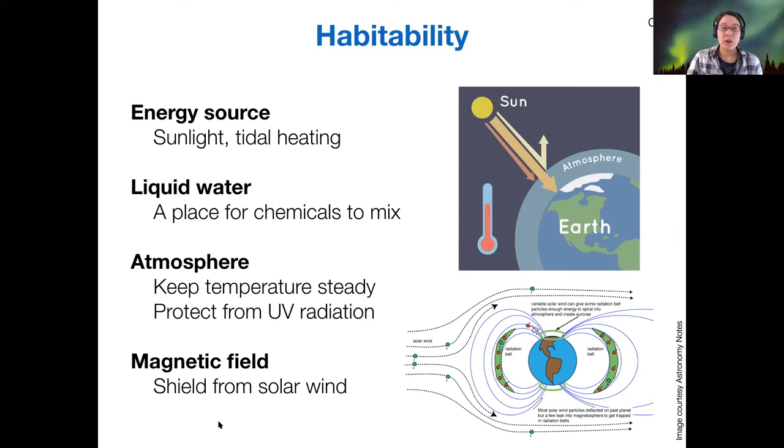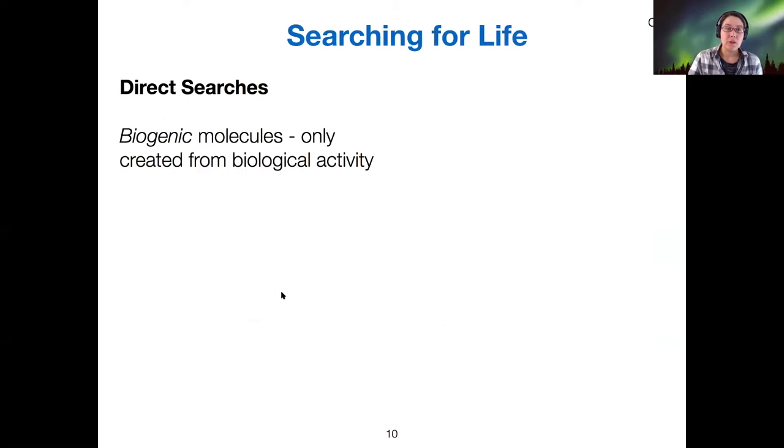And those four conditions of habitability are things that we can look around our solar system and say, do those places have these conditions? So when we go then and search for life directly on other worlds, there's a couple ways we can go about it. We can search directly for signs that life exists, right? So once we identify our habitable worlds, we'll go there and we'll look for organic molecules that could be created only from biological activity. These are called biogenic molecules.